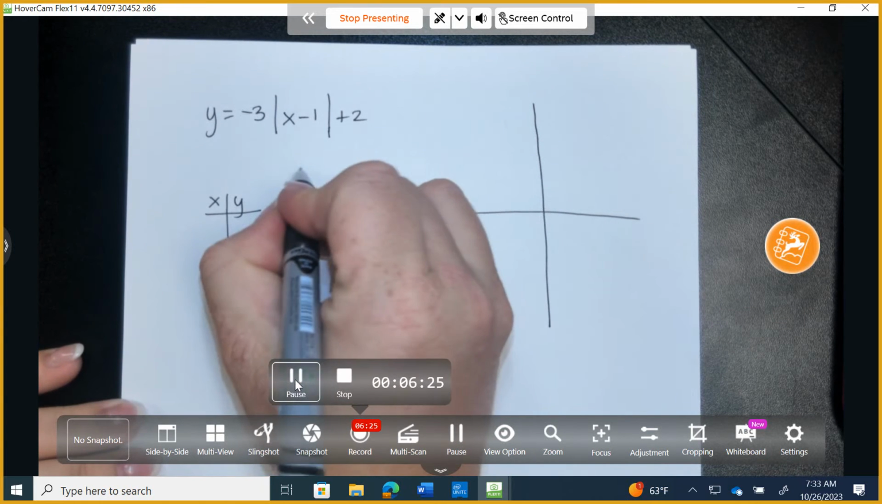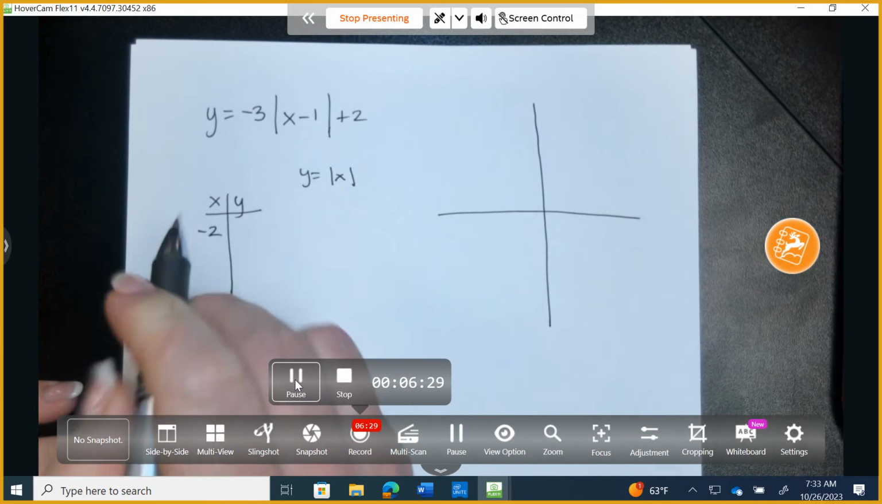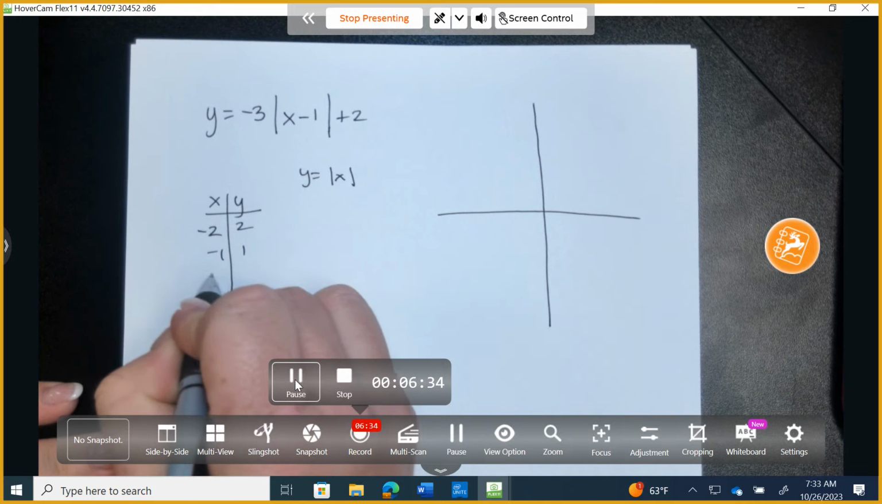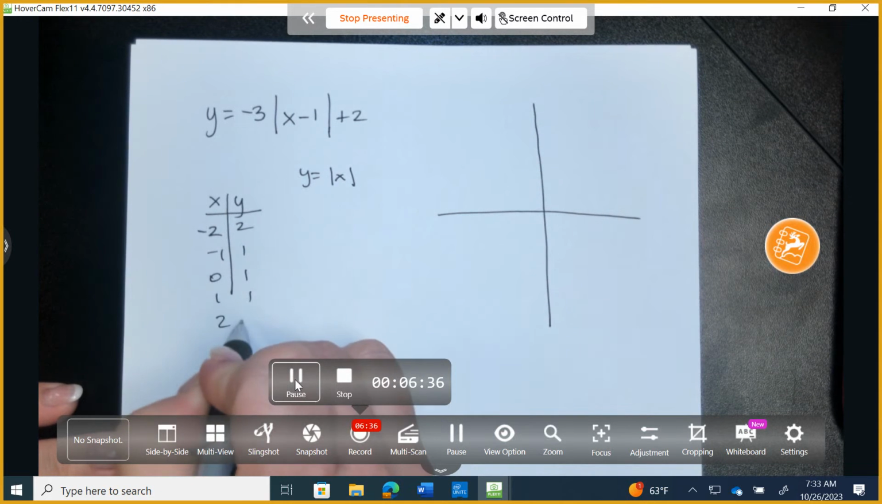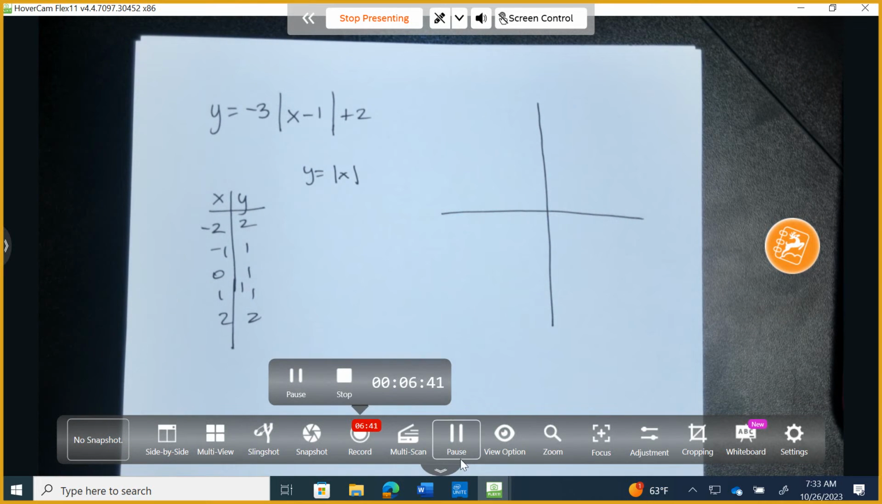So here's a review of absolute value. The very first thing we do is we identify the parent function. And then we think about if I have an input value of negative 2, the output value would be 2. Negative 1, 1, 0, 0, 1, 1, and 2, 2. So I have the basic table that matches this parent function.